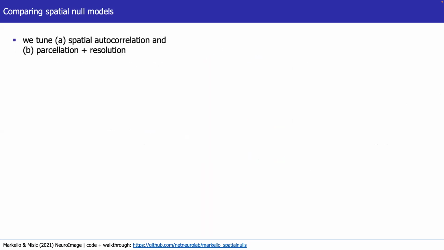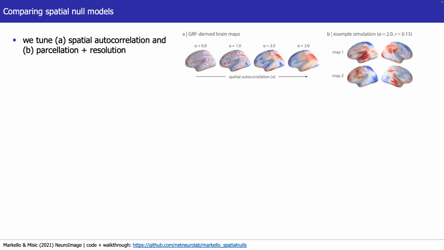Okay, so we were interested in two things then. How important is spatial autocorrelation, and is there any effect of the parcellation and the resolution of the parcellation when we do this? So the way that we came up with a ground truth scenario is we placed Gaussian random fields on a grid, and then we projected them to the fsaverage surface. And that's what you can see in those brain maps over there.